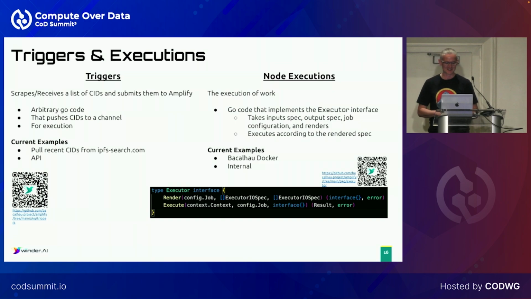Then we've got the actual node executions. Two current implementations of that. We've got a Bacalhau Docker executor, and we've got an internal executor. Some of the jobs that we have running are so simple they don't warrant a Bacalhau execution. So we actually do it in Go. We write some Go code, and it just runs in there.